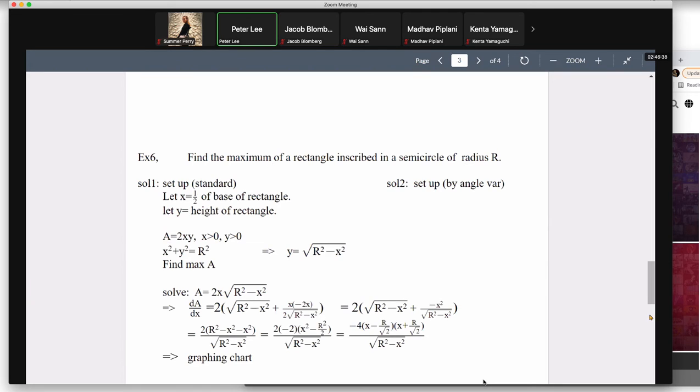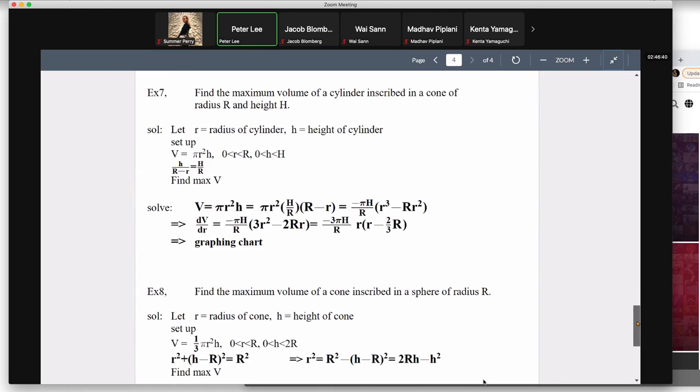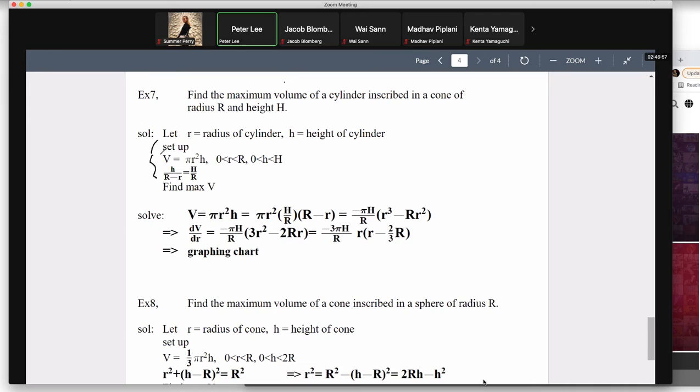If you look at example 7 and 8, we now have these questions here. Find the maximum volume of the cylinder inscribed in a cone of radius r and height h. Here I have given you all the setup, so please study these. If you have questions before the class, I will go over this. This is a maximizing volume of a cylinder inscribed in a cone.